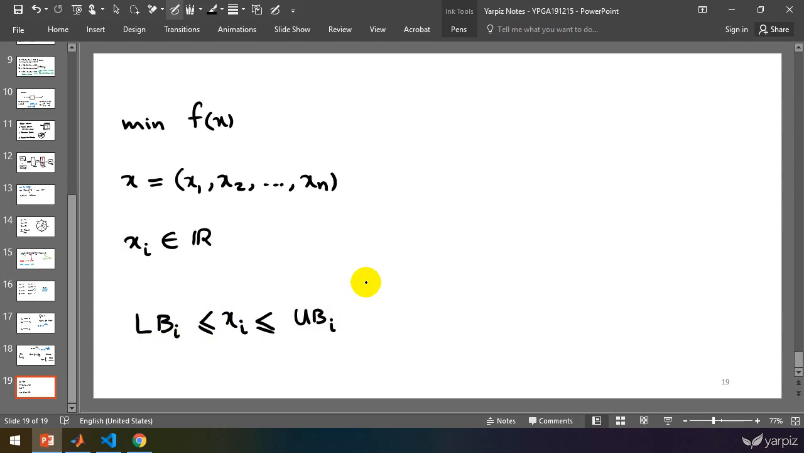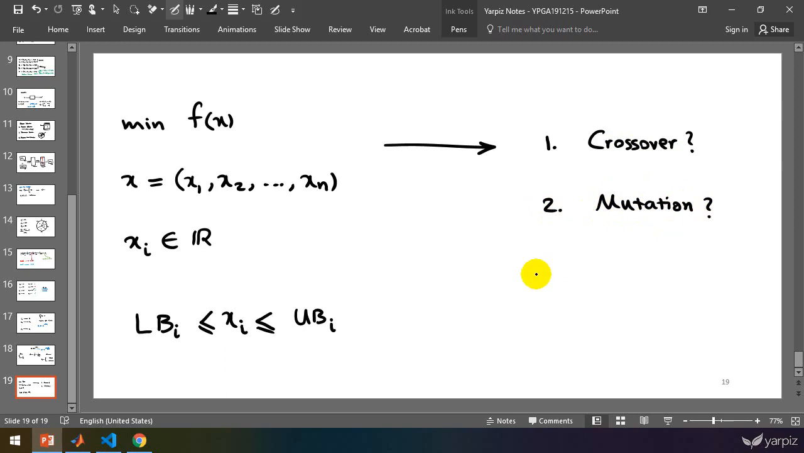And here, in this search space, we must define these two operators to make it possible for the genetic algorithm to solve these types of problems. The first one is crossover. How can we do crossover on this domain? And the second one is mutation. How can we mutate a solution like this? So we're going to discuss real coded crossover operators and real coded mutation operators.